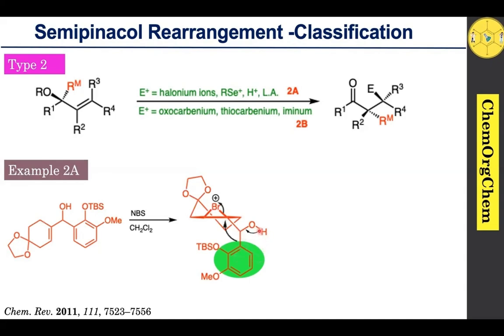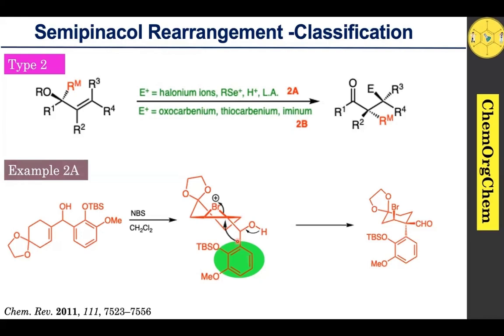So these electrons move towards this carbon center, followed by the phenyl group migrating from the bottom face, followed by these electrons moving towards this bromine atom, which leads to generation of the corresponding aldehyde as a product. Now we should see the stereochemistry of this particular reaction.